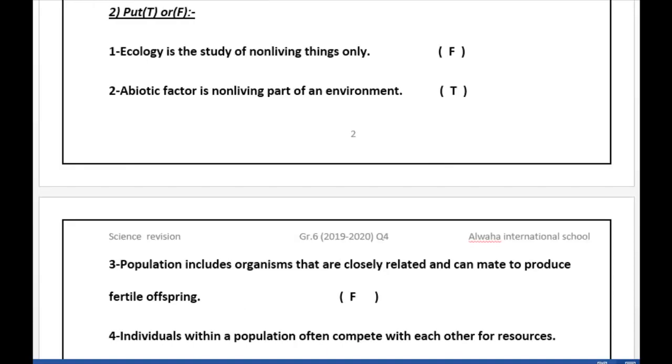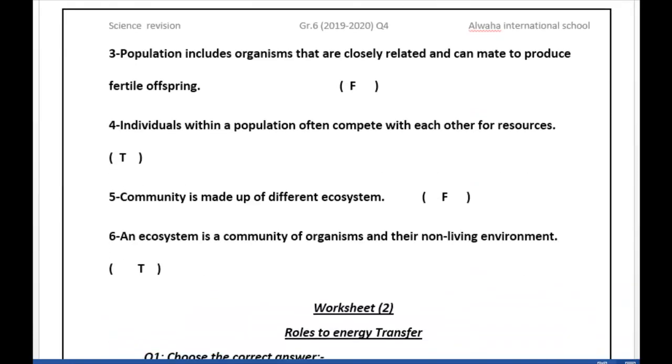Question number 2. Put true or false. Number 1, ecology is the study of non-living things only, or non-living things and living parts. It will be false. Abiotic factor is non-living part of the environment. True. Population includes organisms that are closely related and can mate to produce fertile offspring. Population of species. So number 3, it will be species.